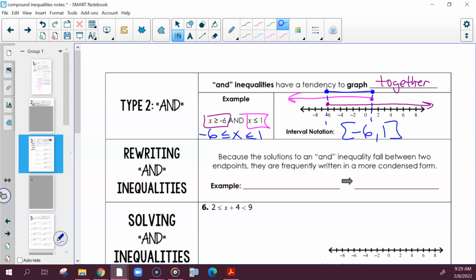Remember that your set builder notation and your interval notation are the same thing, written in different ways. That was basically what this one was going to be. So, if I were to rewrite this, that is complex.